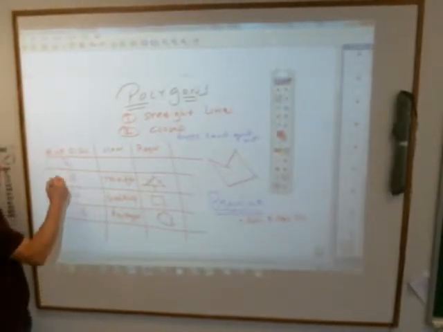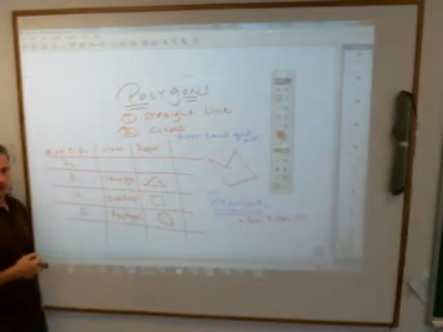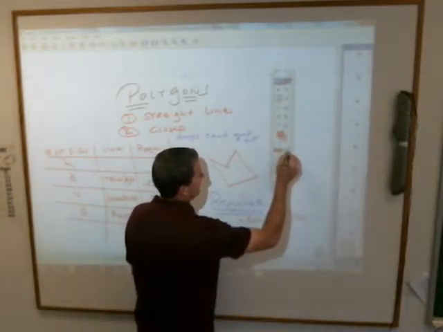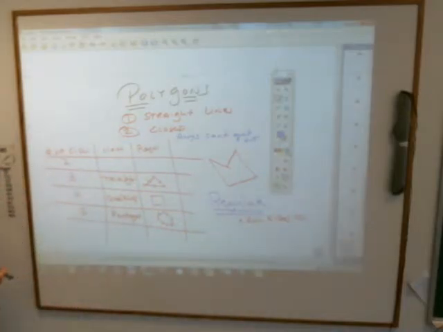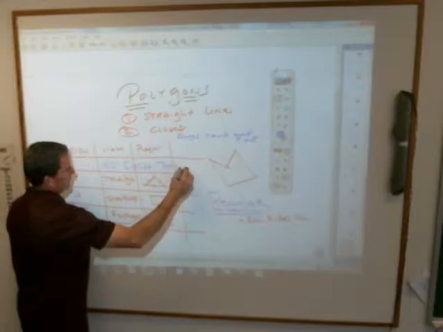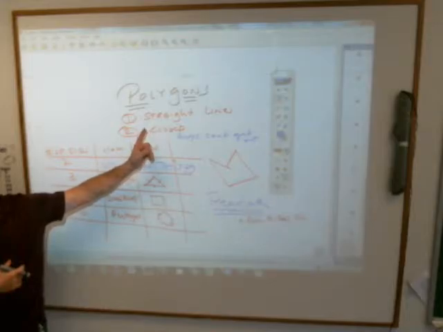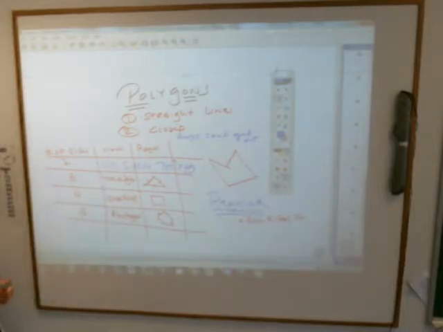A 2-sided polygon. 2-sided polygon is, Grace Christ, name of a 2-sided polygon? Anybody, 2-sided polygon? Yeah, that's what I thought. No such thing, by the way. There's no way you can take two straight lines and make it closed. No way. Smallest polygon you can have is a three-sided shape.